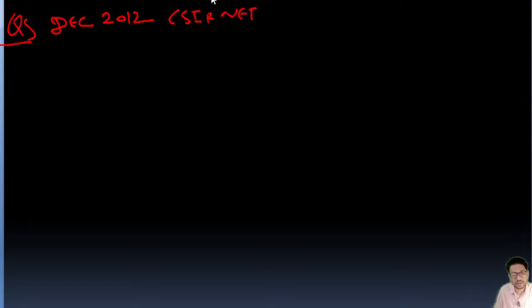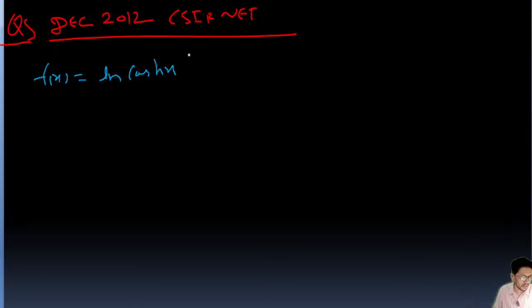Very simple. Now I'm going to solve a question which was asked in December 2012 CSIR NET. Very good question. The question is f(x) is given as ln cos hyperbolic x. Okay, so expand it about x equal to 0. Okay, and options are given.